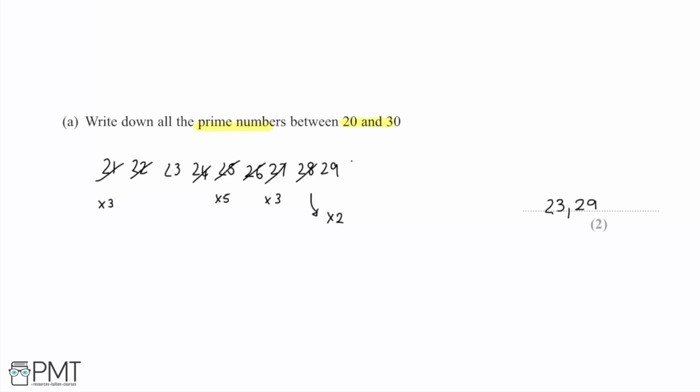So you may have instantly looked at this and seen that 23 and 29 are going to be the only primes. Sometimes you might be more familiar with the prime numbers, but if not, we can just look for factors and check as to whether these numbers have factors other than 1 and themselves, so they won't be prime.